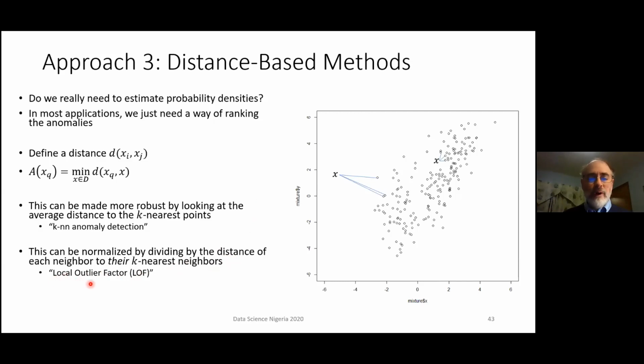There's an algorithm called local outlier factor that normalizes these distances by looking at the distances of each of its nearest neighbors to their nearest neighbors. Because if you're in a sparse part of the space, maybe a long distance might be a normal thing, whereas if you're in a very dense part of the space, maybe you should expect smaller distances. So that's a normalization of the nearest neighbor method.